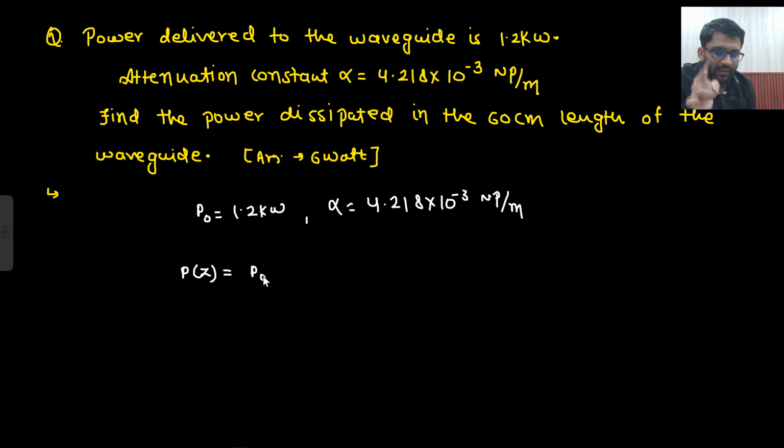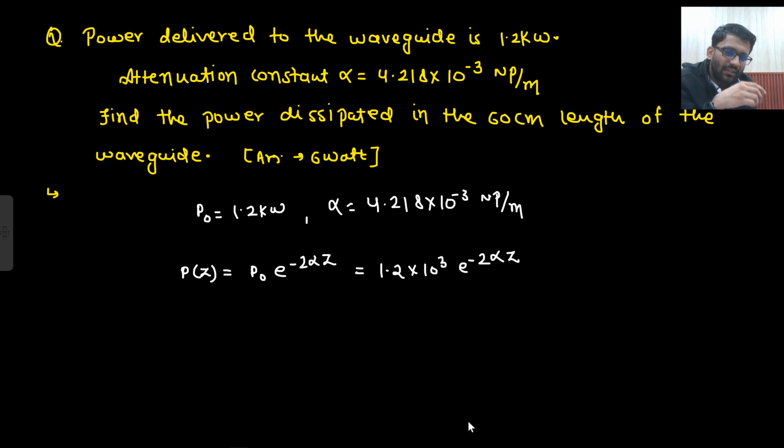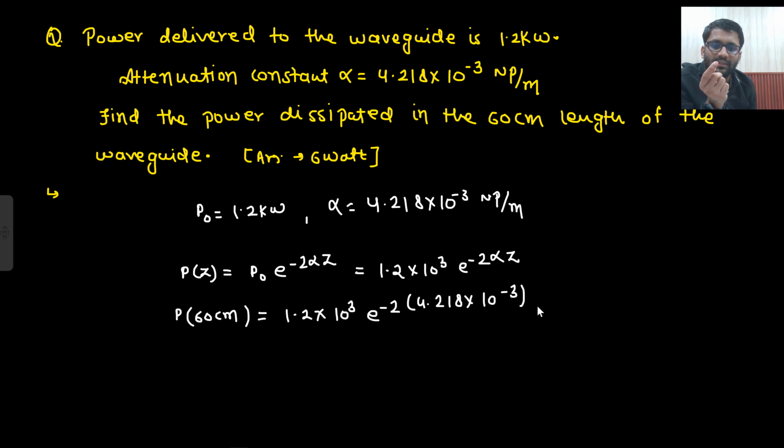This was the initial power that entered. Now if I travel down, it will reduce by the factor e to the power minus 2 alpha z. The power that entered was 1.2 kilowatt, times e to the power minus 2 alpha z. Now at what distance do I need to find it? At 60 centimeter. So at 60 centimeter, my power will be 1.2 into 10 to the power 3 times e to the power minus 2 times 4.218 into 10 to the power minus 3 into z. z is 60 centimeter, so that is 0.6.